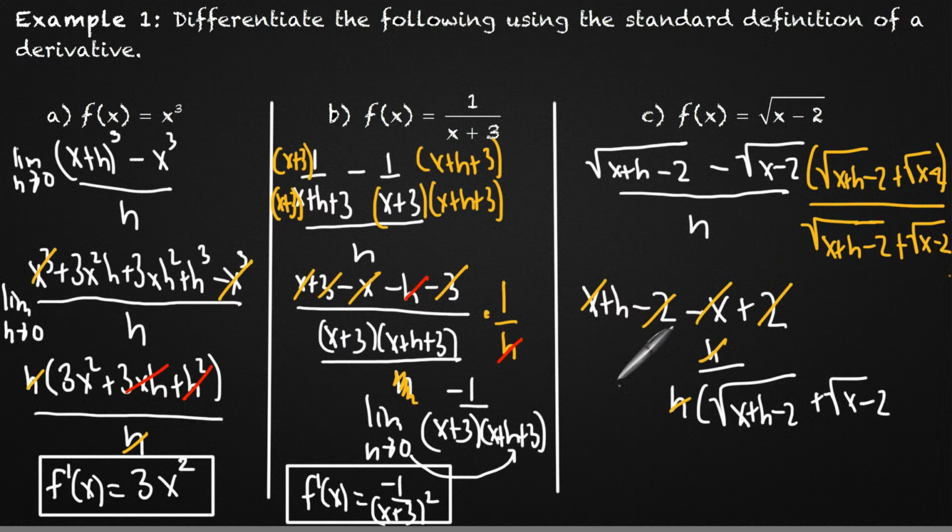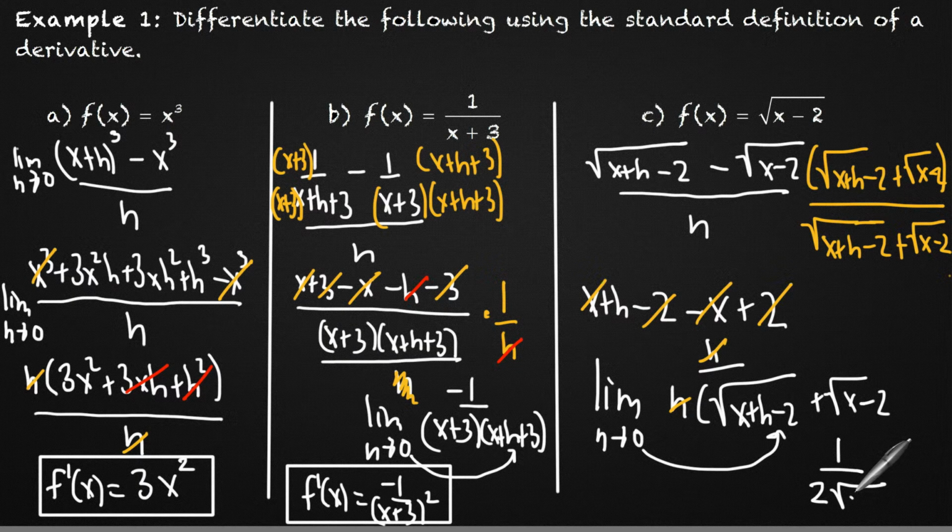And then I'm going to take the limit as h approaches 0. Throw that thing in there. And we are left with 1 over 2 root x minus 2. And that is your f prime of x.